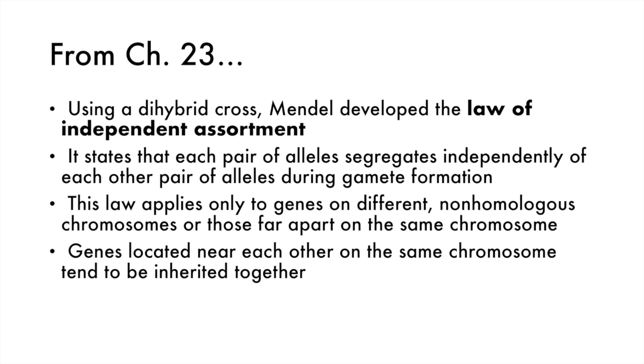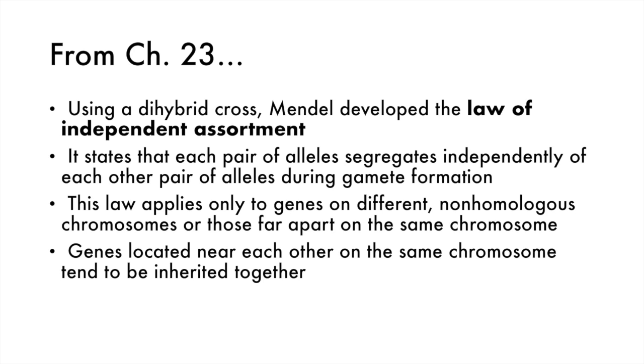So I'm going to back it up a little bit and start by reminding us some of what happened in Chapter 23, how Mendel developed the law of independent assortment, saying that a pair of alleles are going to segregate independently from other alleles during gamete formation. So different genes, different characters can be separated from each other. So Mendel was able to separate the greenness and the yellowness character from the roundness and wrinkledness character.